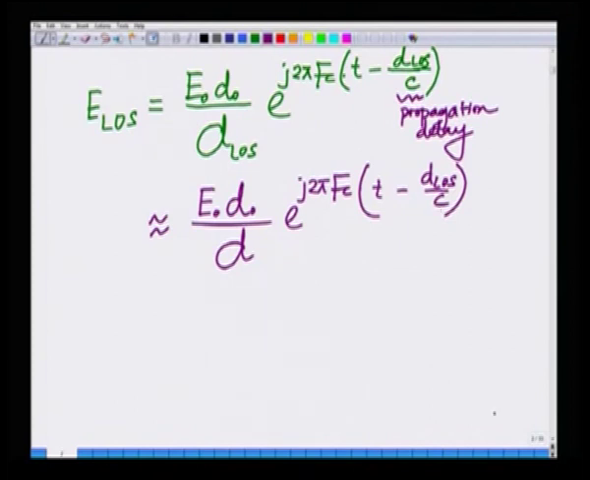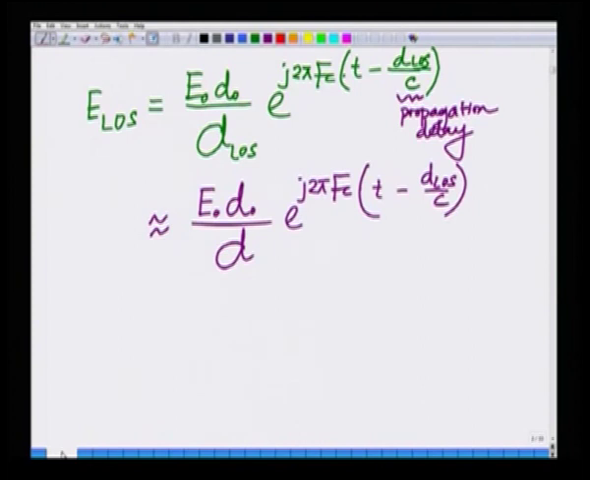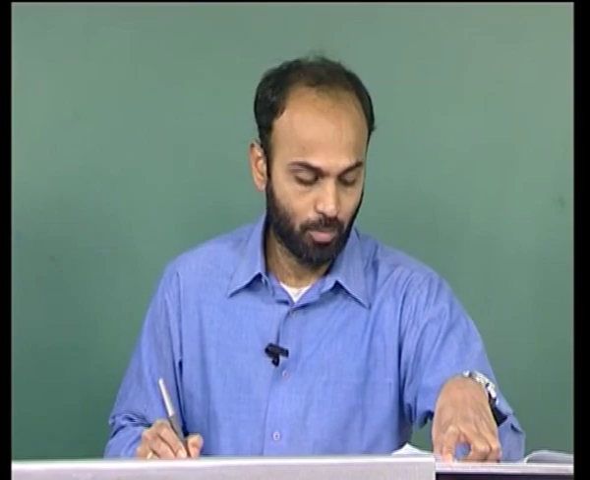Okay. All right. Now, similarly, of course, we have another component which is the ground reflected component, and I am going to write this ground reflected component as follows.